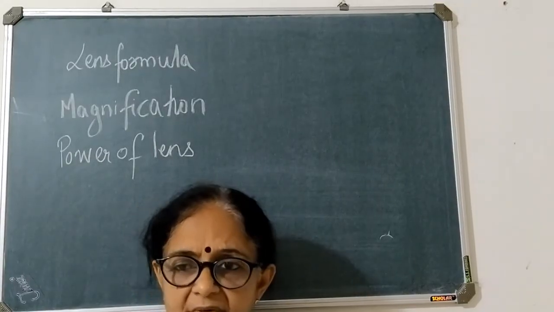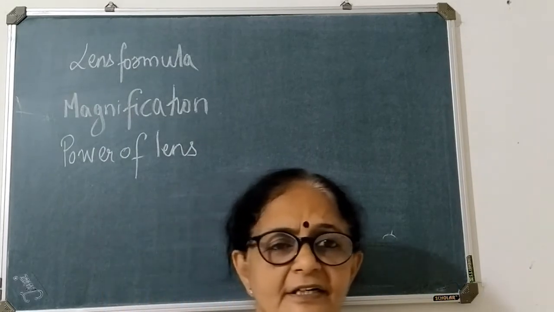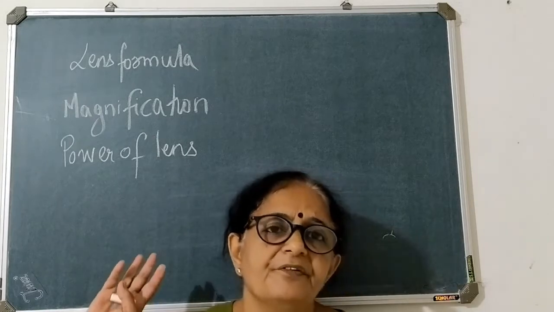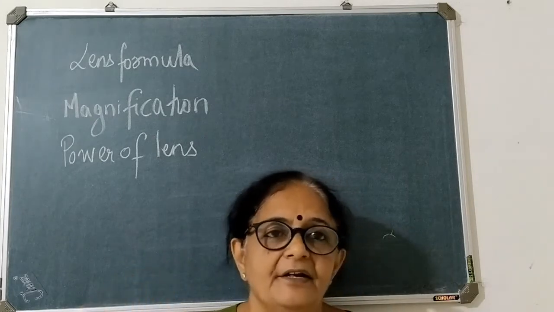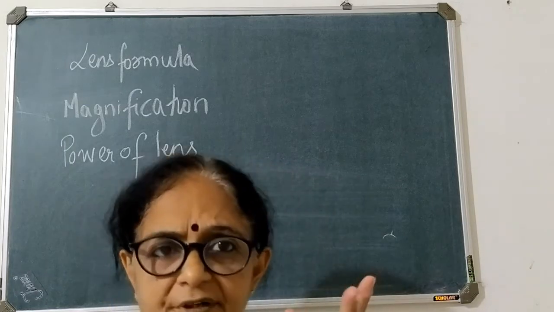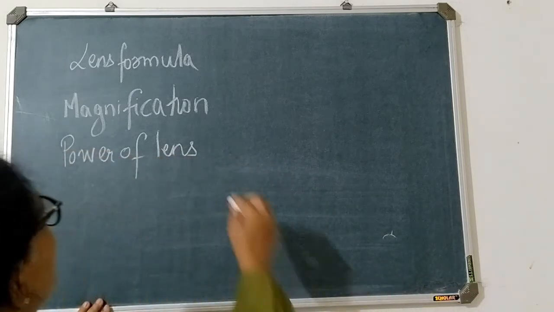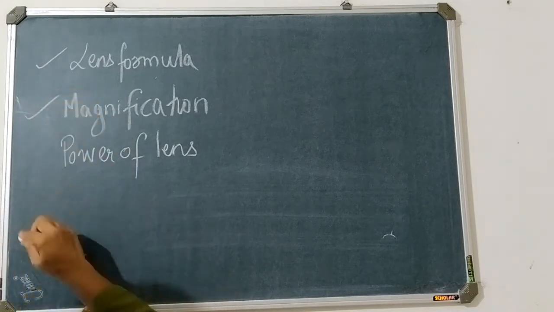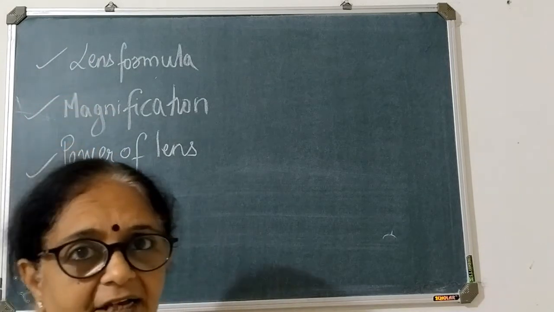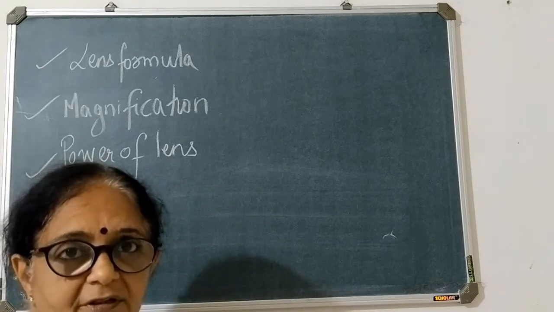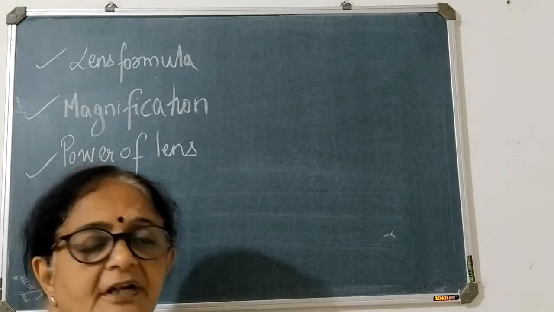Okay. Slowly and steadily, now we have completed most of the topics. We are coming towards the end of the chapter, and in this we will be talking about only three things, and that is lens formula, magnification, and power of a lens. And based on this, numericals will be there, which we will do in a separate video.